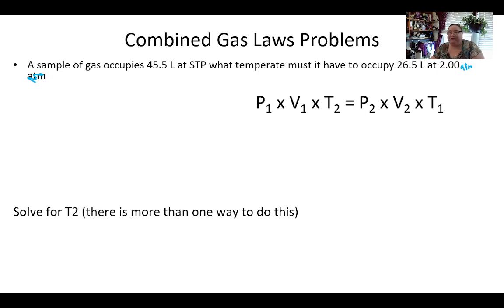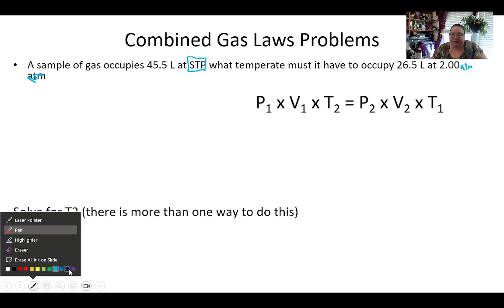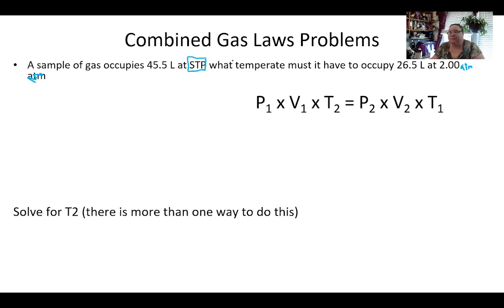You have to remember, anytime you see STP, those are numbers hidden in the letters. Standard temperature, standard pressure. My standard temperature is 273 degrees Kelvin. My standard pressure is 1 ATM, or 101.3 kPa. Since my other unit for pressure is ATM, that's the one I'm going to use.